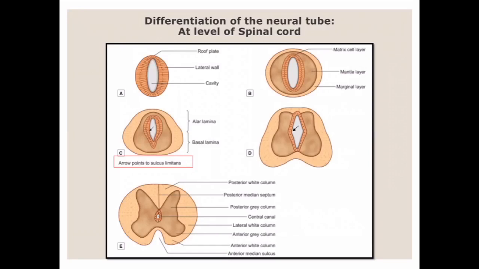So what lies dorsal is known as the alar lamina, and what lies ventral to the sulcus limitans is the basal lamina. Okay, so look at diagram D, the arrow, and everything that lies below the arrow, which is essentially ventral in this case, is the basal lamina, and everything that lies dorsal to the arrow is the alar lamina. Okay, now if you see down, that's basically a fully developed spinal cord.